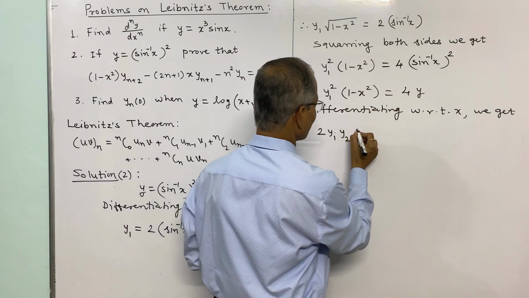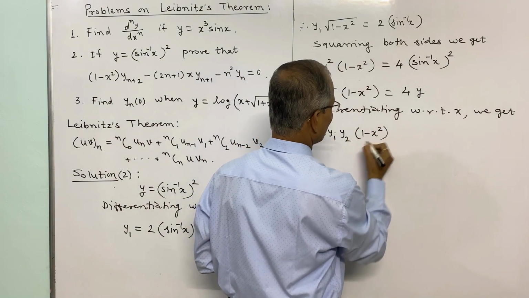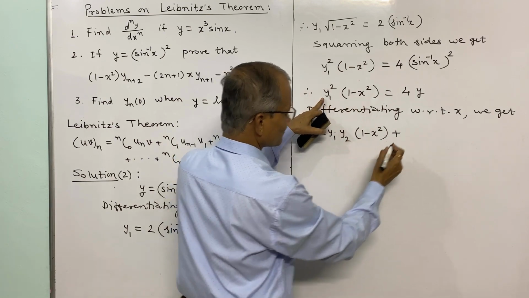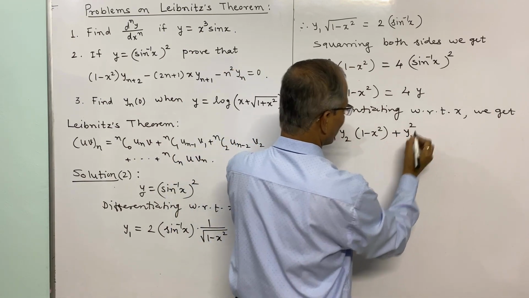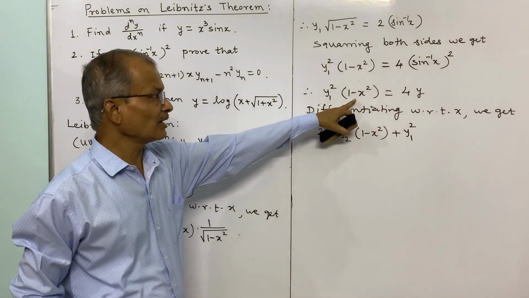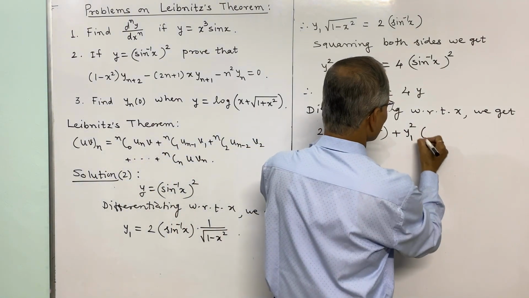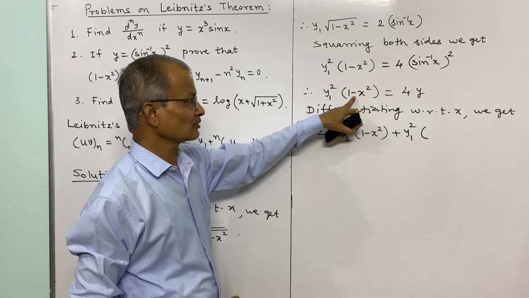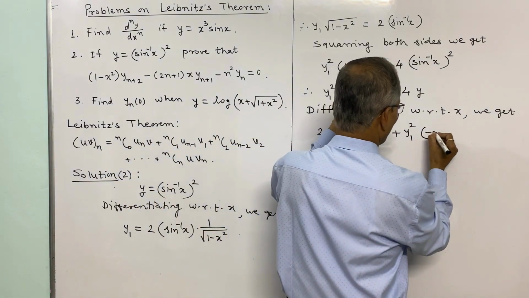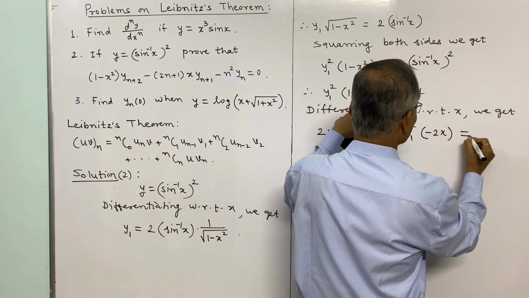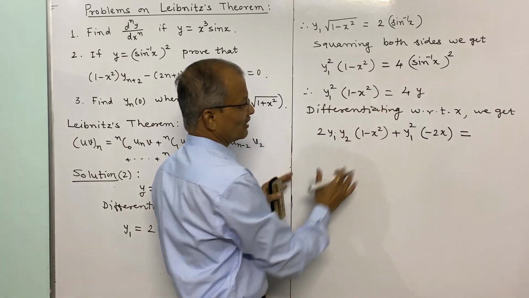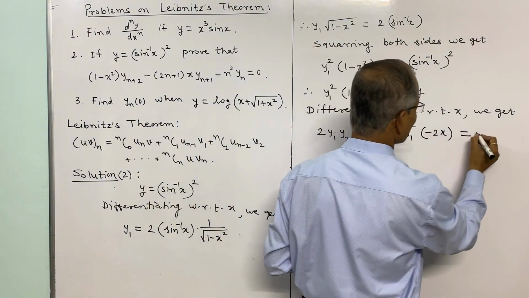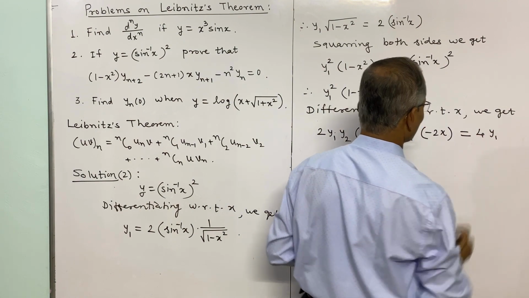Second as it is, 1 minus x square, plus. Now first function as it is, we are using only the product rule of derivative: first as it is, derivative of second. What is the derivative of 1 minus x square? Derivative of 1 is 0 and derivative of x square is 2x, so it is minus 2x. So this much is the derivative on the left side using the product rule. And on the right side, derivative of 4y is 4 into y1.